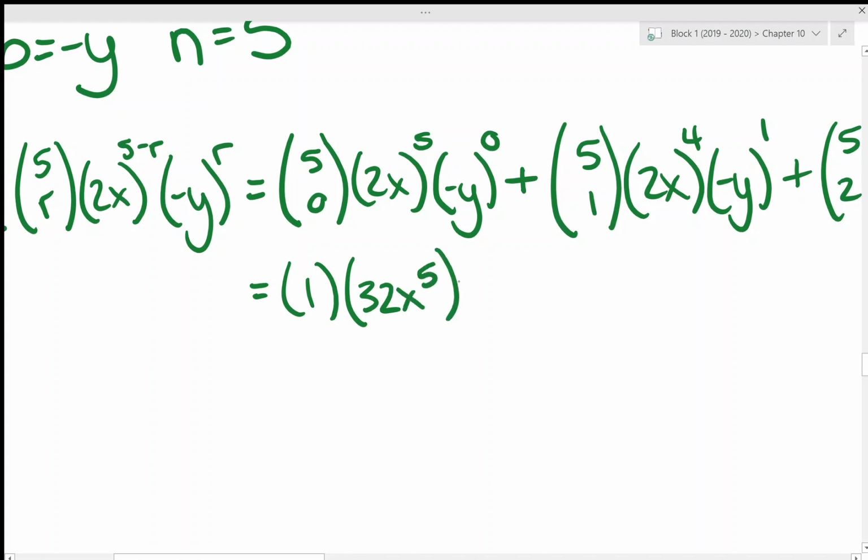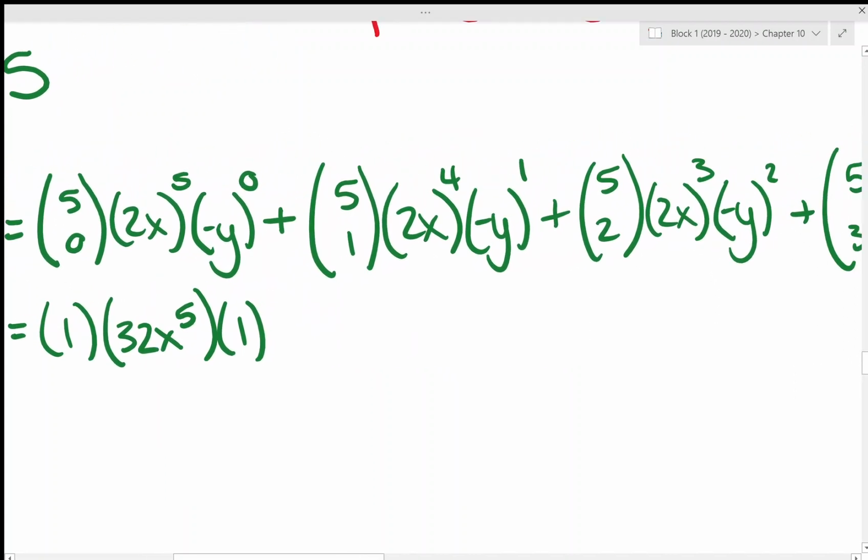Negative y to the 0 is just 1. Anything to the 0 power is 1. Plus 5 above 1 is 5. 2x to the 4th is going to be 16x to the 4th because 2 to the 4th is 16 and x to the 4th is just x to the 4th. Now negative y to the 1st is just negative y.